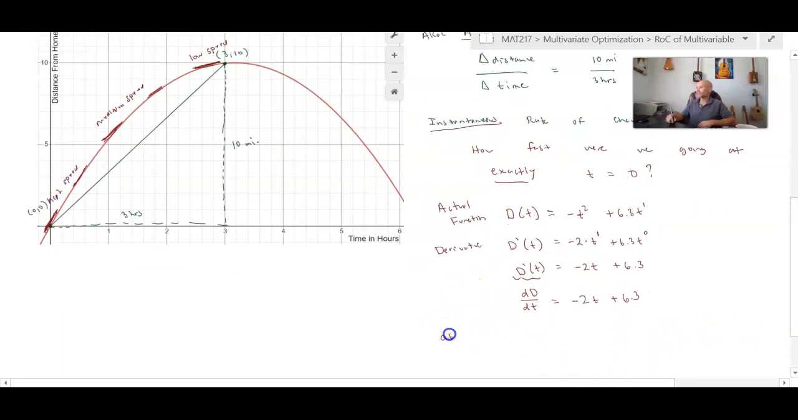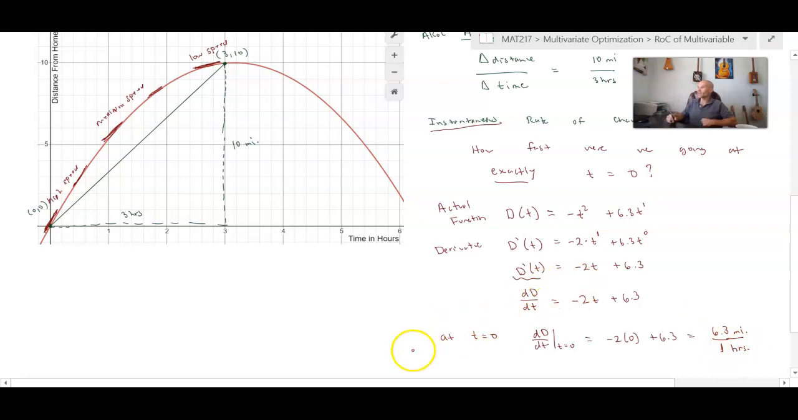So at time 0, which is this instant right here, I can plug in 0 for t, and sometimes you'll see it written like this. It'll be negative 2 times 0 plus 6.3, which equals 6.3. Now that number, 6.3, is the change in distance over change in time. So let me put this over 1. And the 6.3 is then the change in distance, which is in miles. And the denominator is the change in time, which is measured in hours.